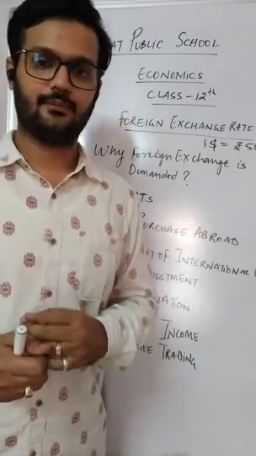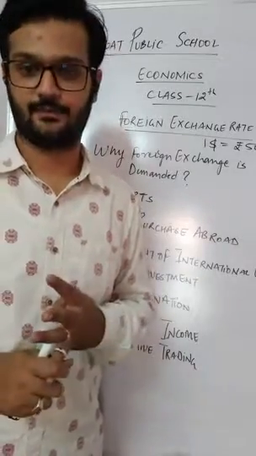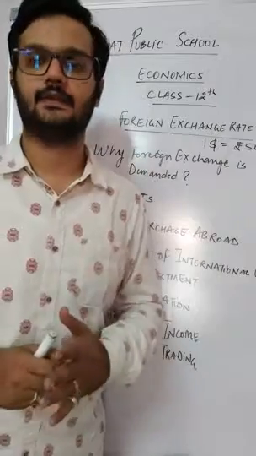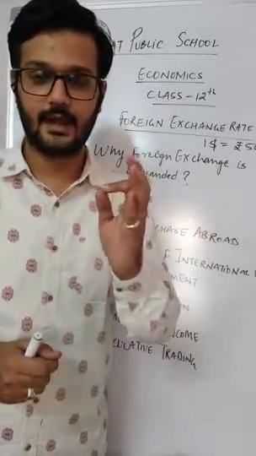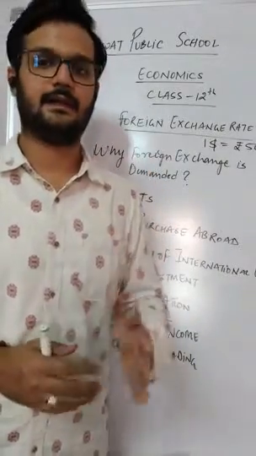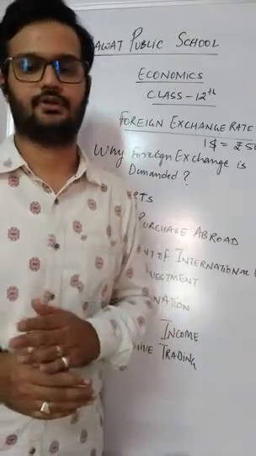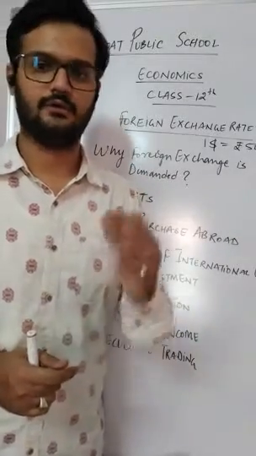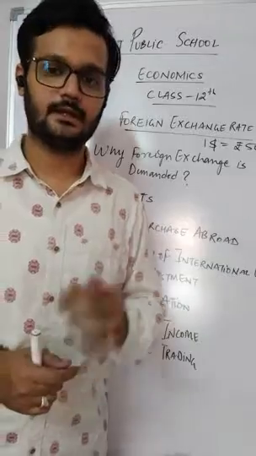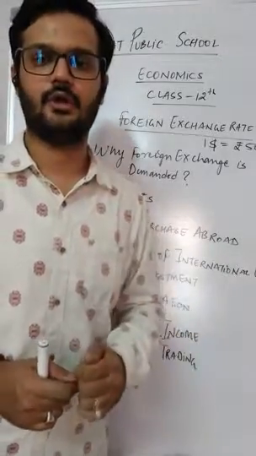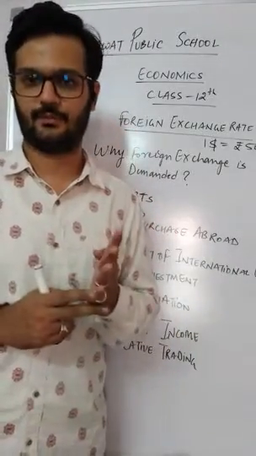What is the fourth point? Fourth is entrepreneurship. All the risk taking you are doing, all the efforts you are doing, that is your entrepreneurship. All the efforts, all the risk you are taking for producing a thing, that is known as entrepreneurship. So these are four factors of production.